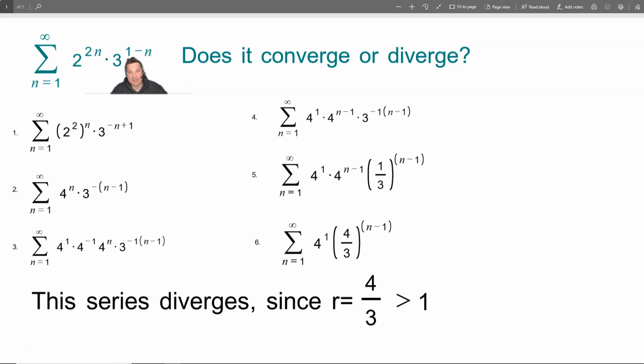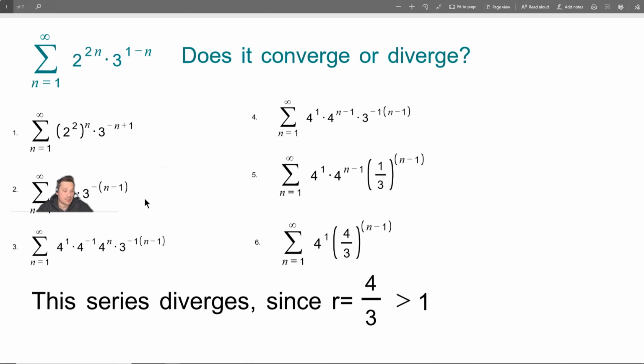So what I need to do is try to make this look like something familiar, which often means, for example, the geometric series. So here, what I'm going to do is as follows. The 2 to the 2n I will write as 2 squared to the n, and the 1 minus n I will write as negative n plus 1 as the first step.